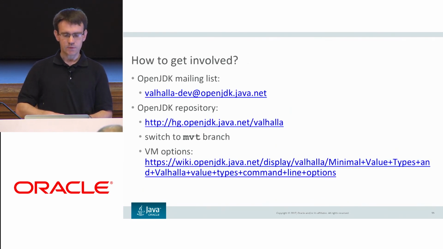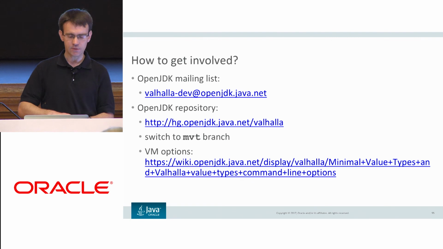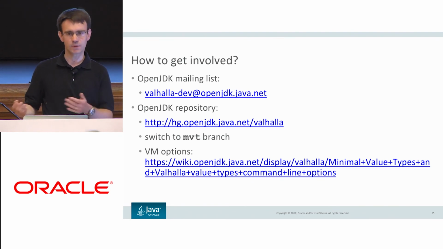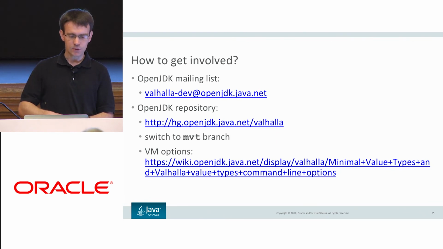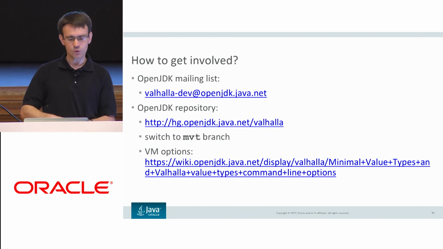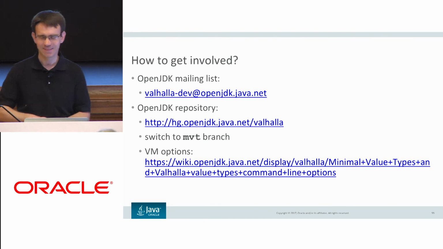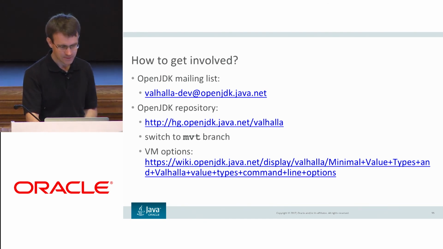If you want to get involved, there is a mailing list on OpenJDK. There is a repository where you can download the source. Don't forget to switch to the MVT branch, otherwise you won't get the Valhalla bits. In the long tradition of VM exploration, we have a page with a huge list of VM options you can play with. We hope most of them won't survive the project.